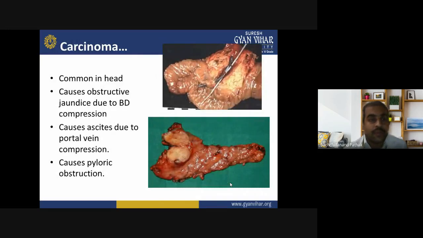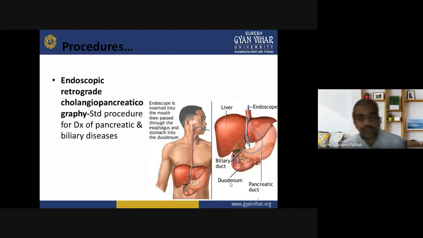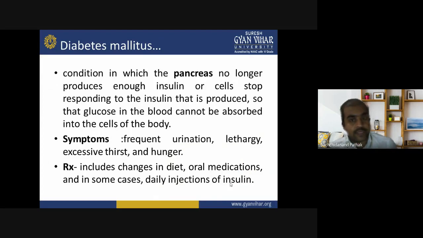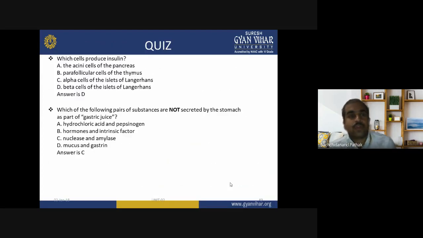Carcinoma, it will be found in the head, causes obstructive jaundice due to the bile duct compression. Ascites, that means accumulation of the fluids due to the portal vein compression, and causes the pyloric obstruction. These are the endoscopy process. Diabetes mellitus we have already discussed. Now come to the quiz part.